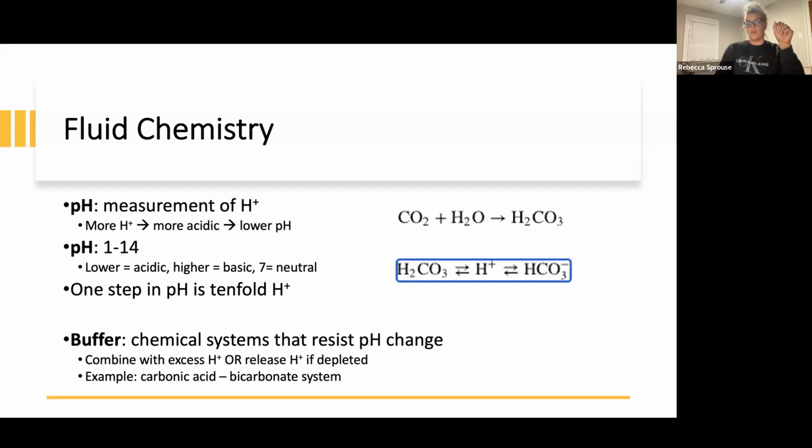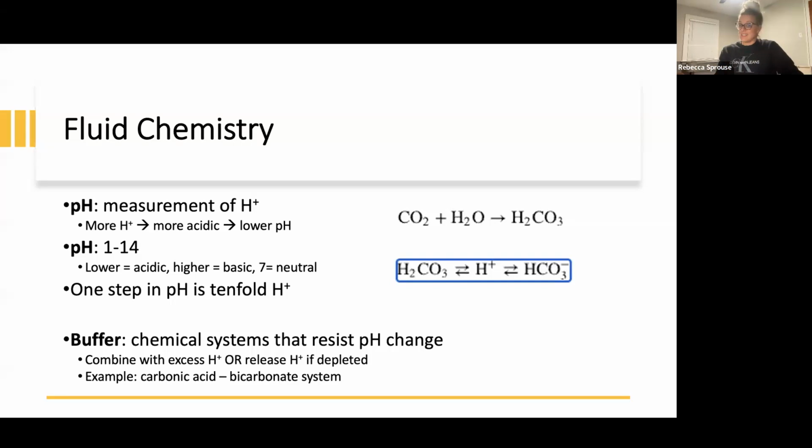acidic. Now, our blood has a pH, right? Our urine has a pH. All those fluids have a pH, but how do we keep those things in check? We don't want our urine or our blood to get too acidic or too basic, because then that's going to throw off our homeostasis. So we have buffers. And buffers are systems that resist pH change. And your body has actually a lot of natural buffers that help this happen.